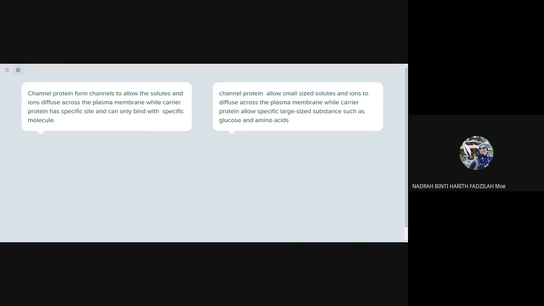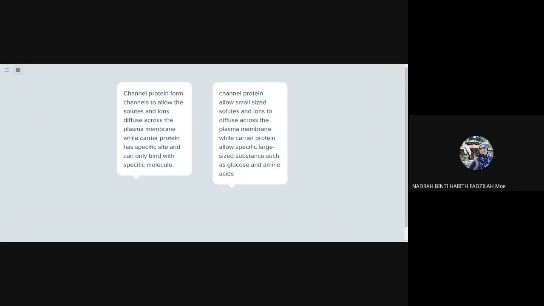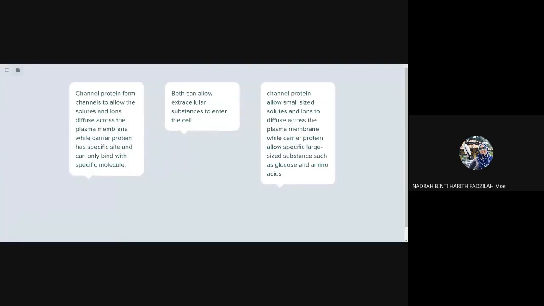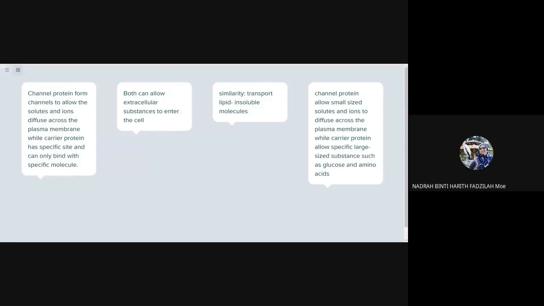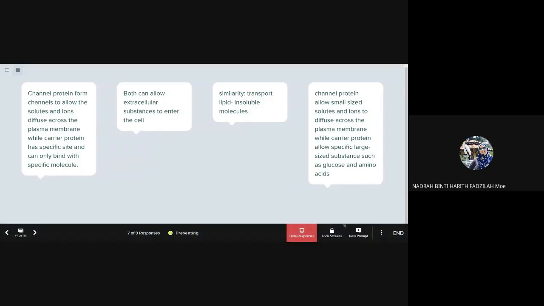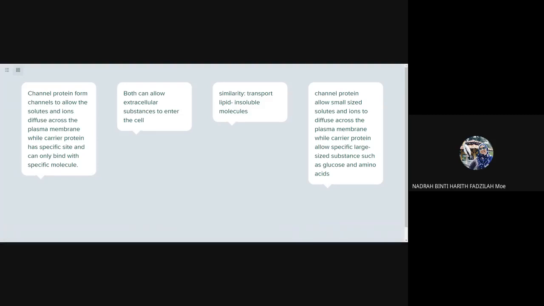Okay, similarities, most of you have it correctly, wrote it correctly. Sama ada both allow the transport of extracellular substances ataupun the similarity are the type of substances transported, kan? Okay, saya screenshot semua jawapan ni dan saya share dalam Telegram so that all of you can refer later.